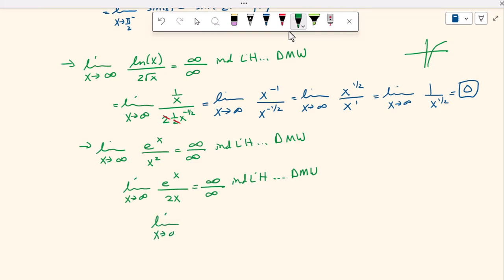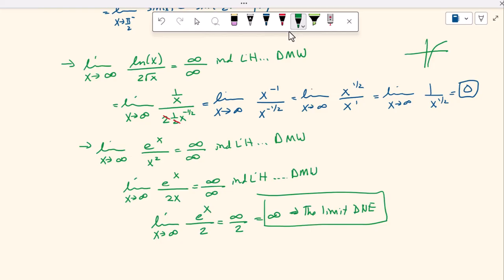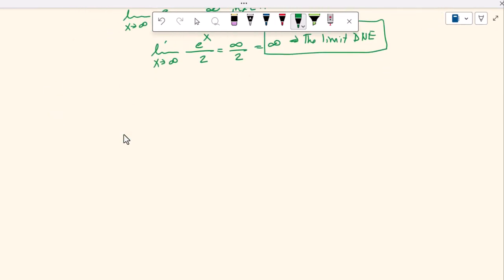Limit as x approaches infinity. The derivative of e to the x is still e to the x. The derivative of 2x is 2. So now I get infinity over 2, which is infinity, which implies that the limit does not exist. That's not an indeterminate L'Hopital form, so I don't keep going, I stop. And saying infinity is the answer is not the end of it. You have to say that means the limit doesn't exist. It's explaining why it doesn't exist, but we have to explain what infinity means when you get that for a limit.